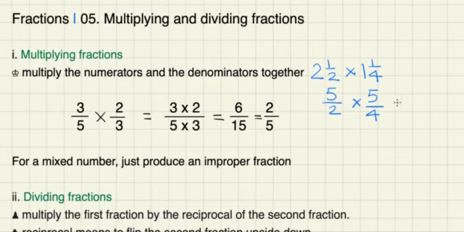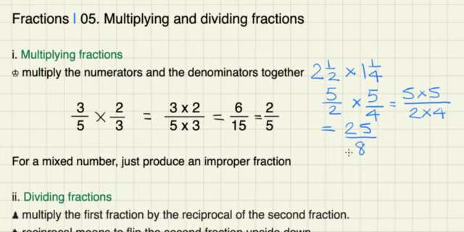And then you just use this process. Draw the dividing line, and then 5 times 5, and 2 times 4. And this would give you 5 times 5 is 25, and 2 times 4 is 8.